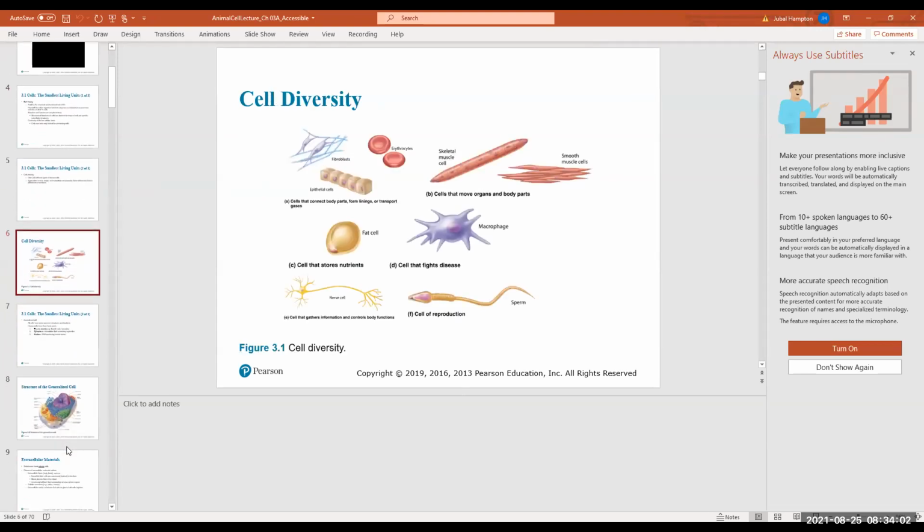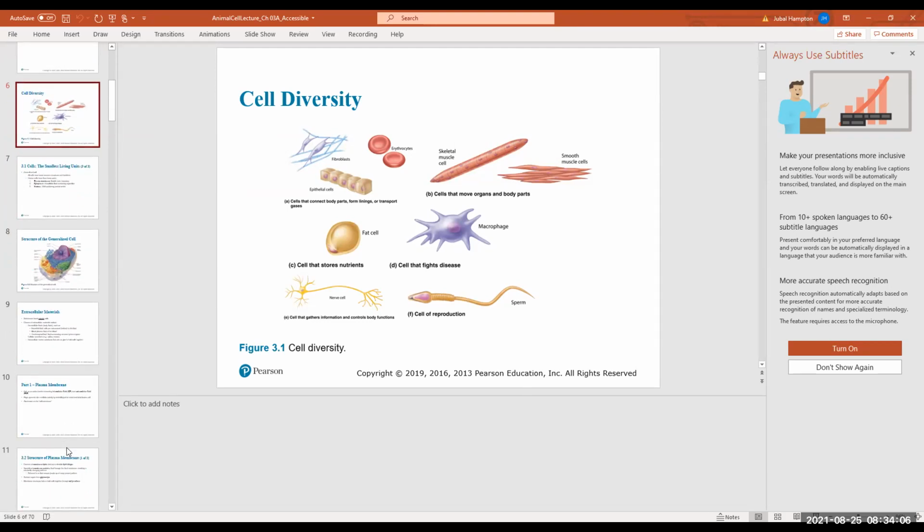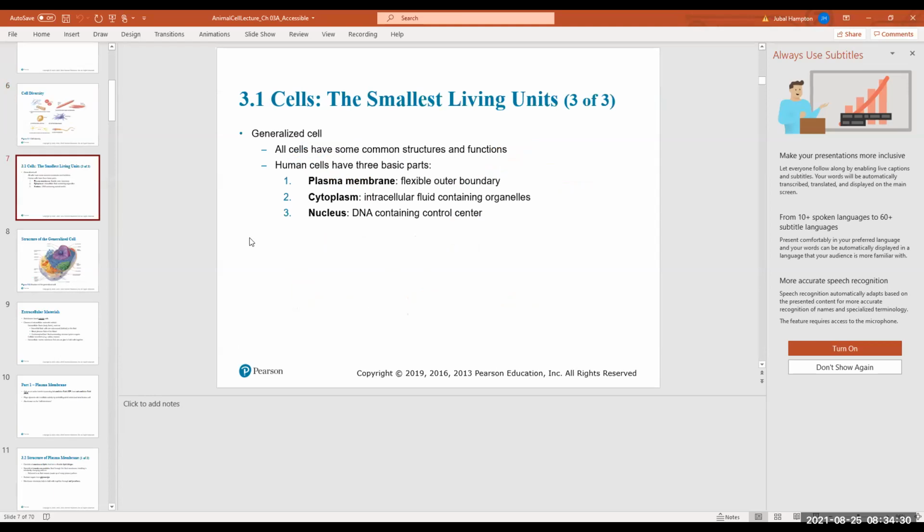Different types of cells are represented up on the screen. We see neurons, we see skeletal muscle, we see smooth muscle, epithelial tissue, and on to the specialized cells of sperm, which only males create, and they only possess half the genetic material that all the other cells in the body have. And we'll get more to that when we get to reproduction and development.